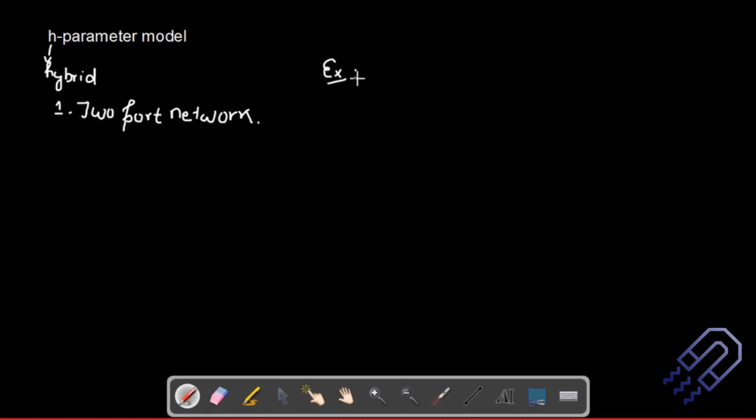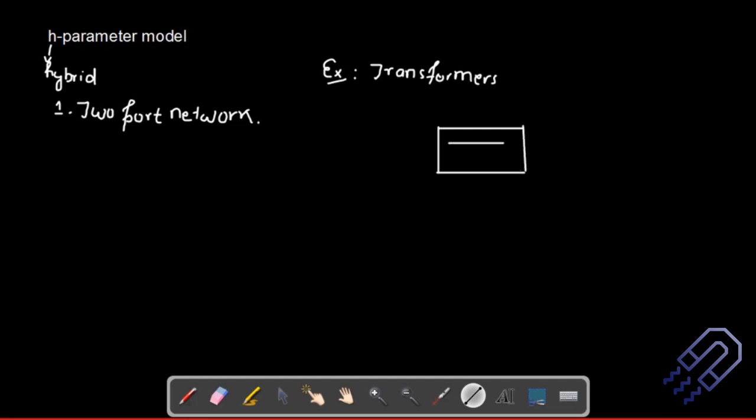Let's take the example of transformers. Not the movie, but the device. So what happens usually in transformers, I'm not going to draw the circuit in detail, I'm just going to draw this. Let's say we have the transformer here, and then we have two windings of the transformer. If you remember, we have the primary winding and the secondary winding.